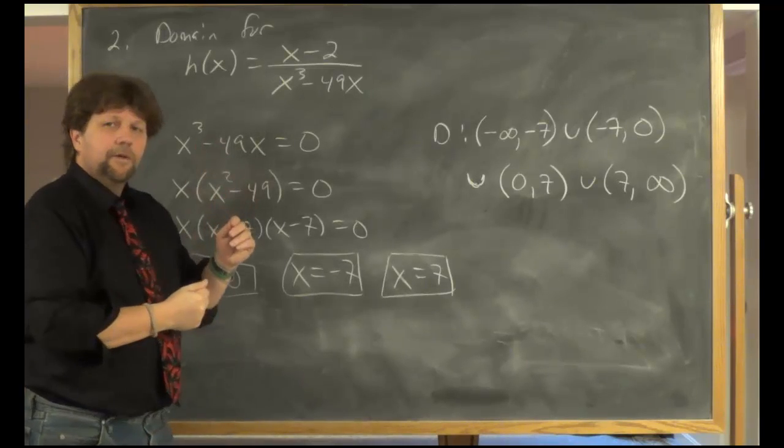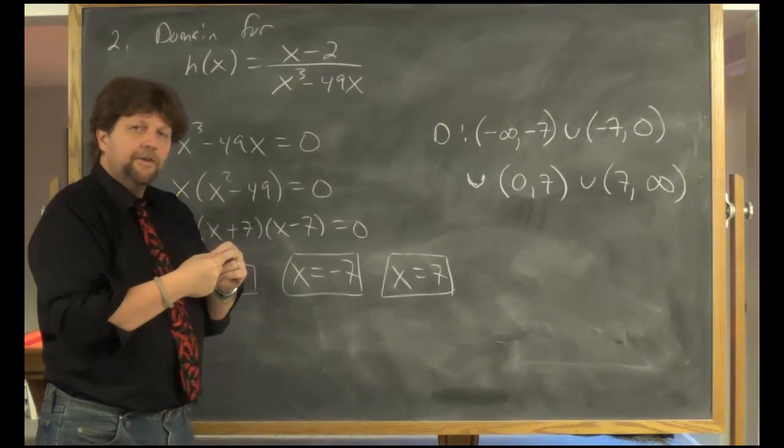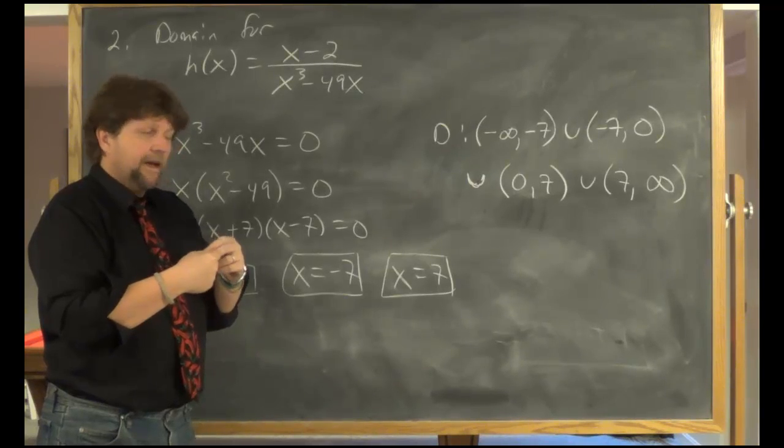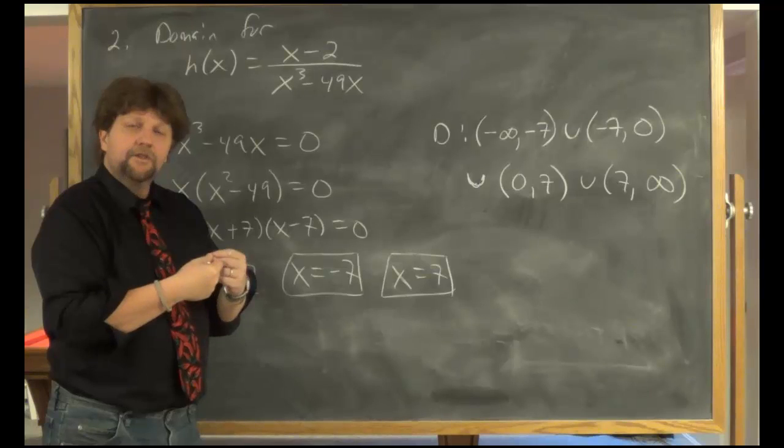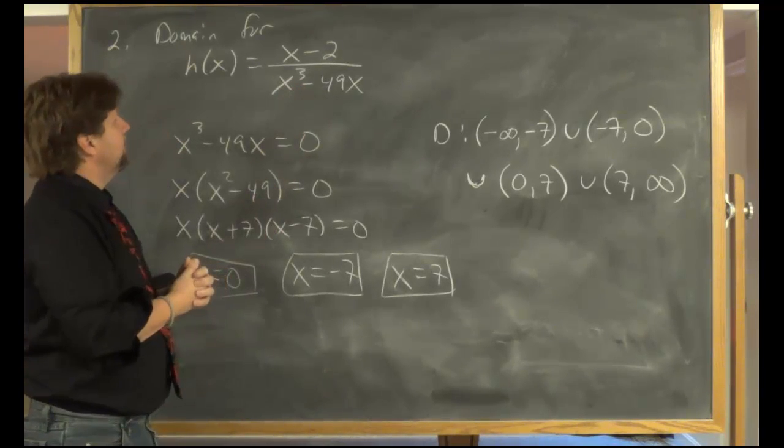So hopefully you have this for number 2. Hopefully it makes sense what a domain is. In general, domain are values for the variable. Values you can put in for the variable x so that nothing bad happens. Dividing by 0 is bad. That's it.